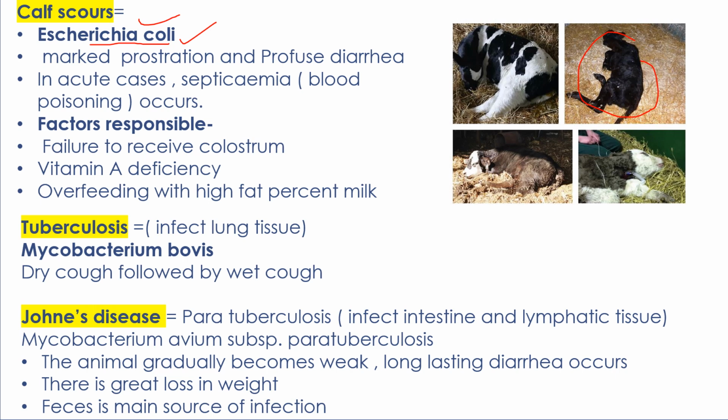So these are the symptoms of calf scours. Now why does it occur? There are some factors responsible. Suppose the calf did not get colostrum, and there is also vitamin A deficiency in that calf, so because of this it occurs. And also if we have fed too much high fat and protein percentage milk, that also causes this. So this is a bacterial disease caused by E. coli. Next we will talk about tuberculosis. Tuberculosis infects the lung tissue.